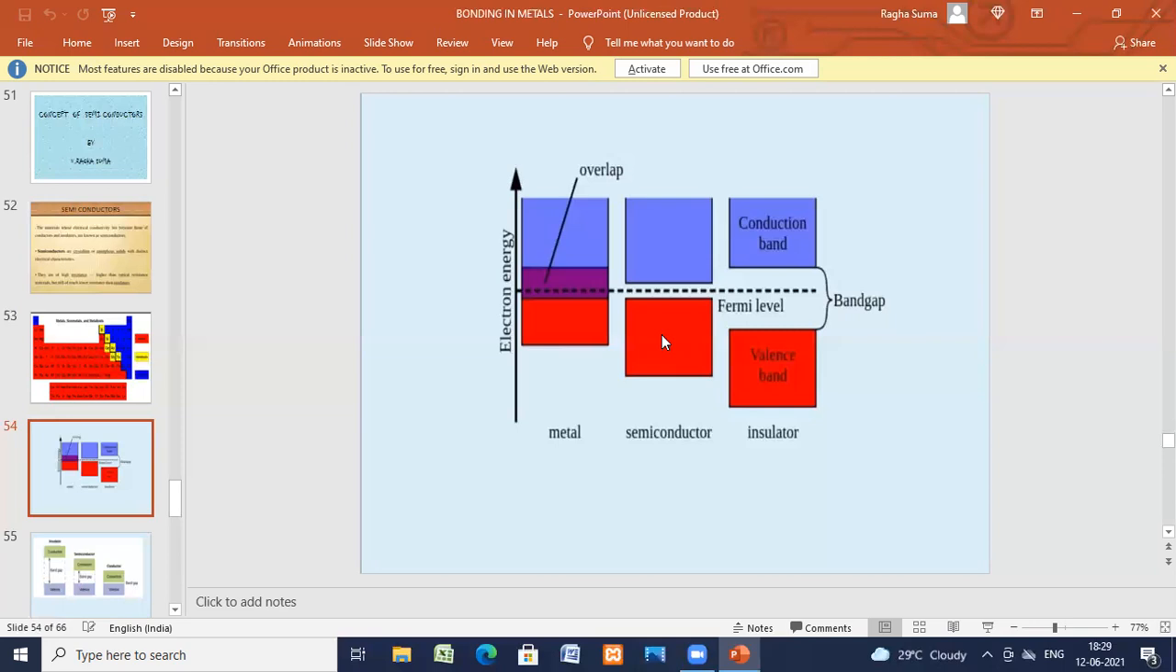A semiconductor which does not have any kind of impurity behaves as an insulator at 0 K, and it behaves as a conductor at high temperature. Insulator at 0 K and conductor at high temperature. This is intrinsic semiconductor. These are pure semiconductors.